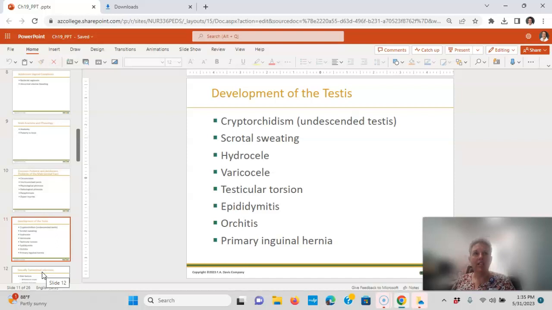Primary inguinal hernia, a hernia with protrusion. So you need to know your hernias. They love to ask these, okay? Because we don't have really good abdominal muscles when we're born, inguinal hernia is pretty common. 3 to 4 times more common in males than females, bilaterally in about 10%.